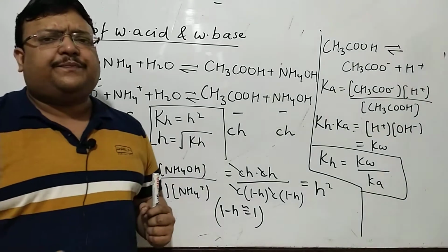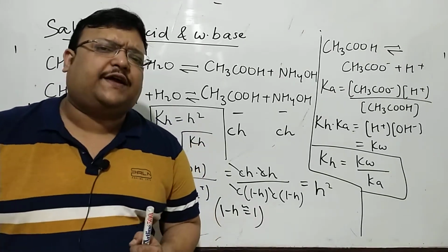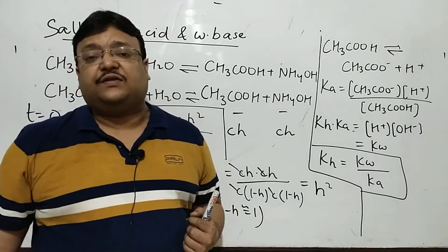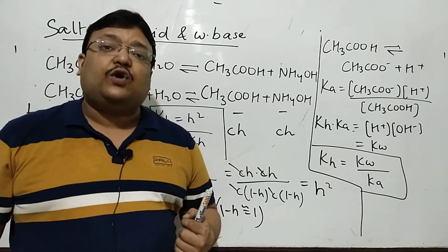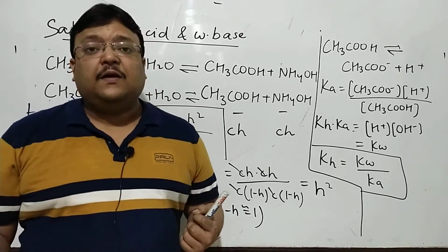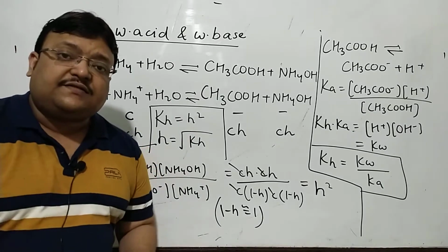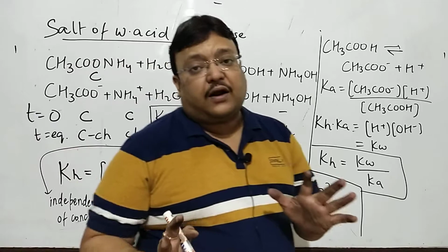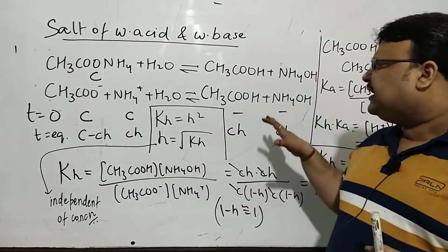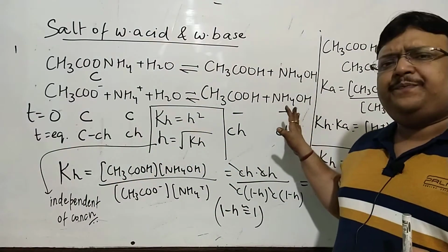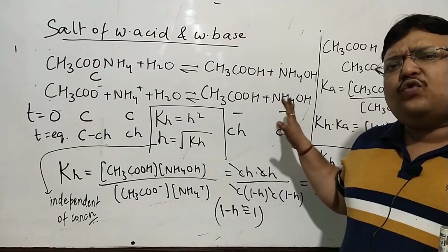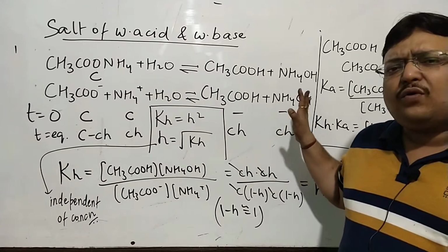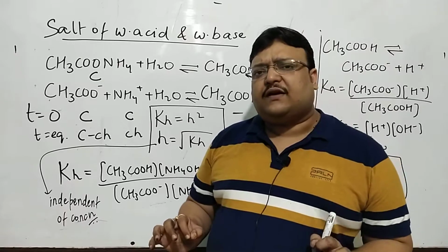Another problem is, in ammonium chloride you had seen the source of H plus by cationic hydrolysis. In sodium acetate you had seen the source of OH minus by anionic hydrolysis. This time it's maximum hydrolysis, both cation and anion are getting hydrolyzed, but neither H plus nor OH minus is obtained here. I hope you understand the problem.